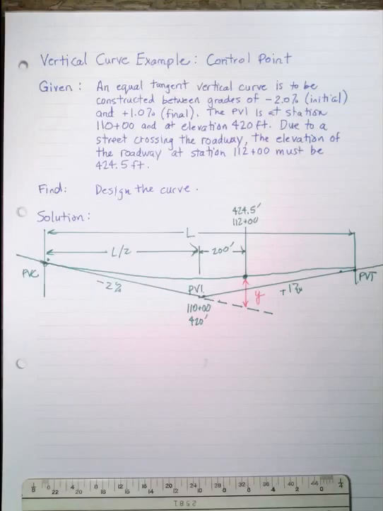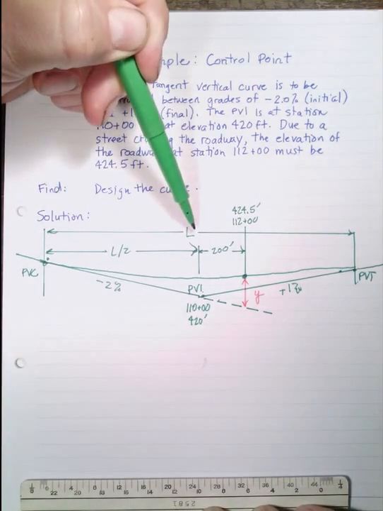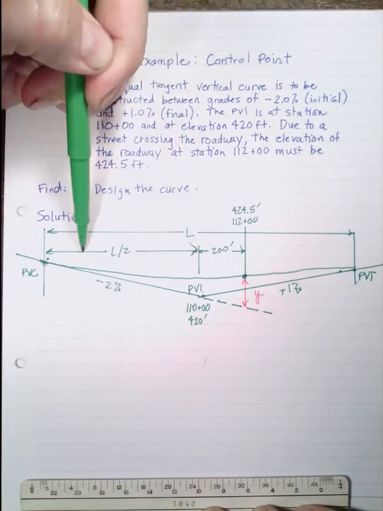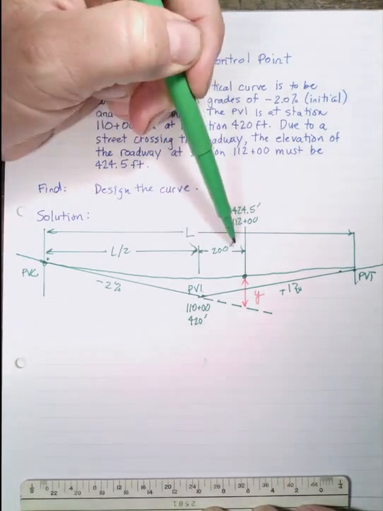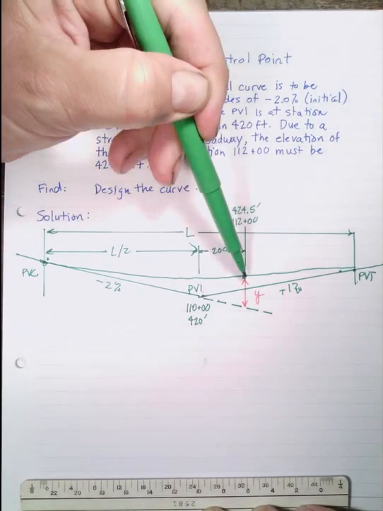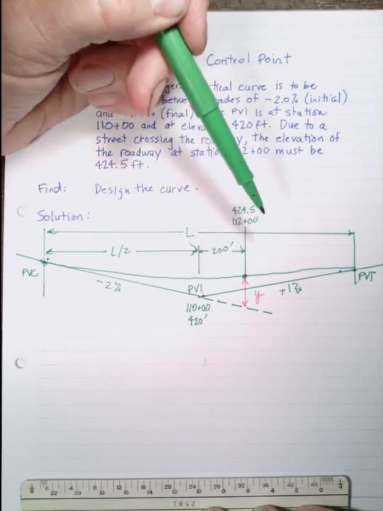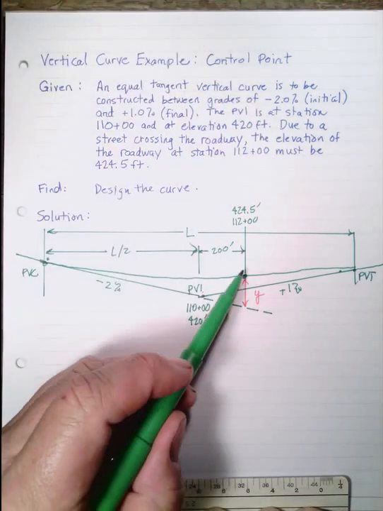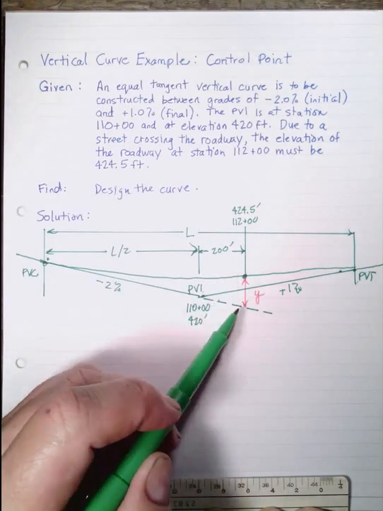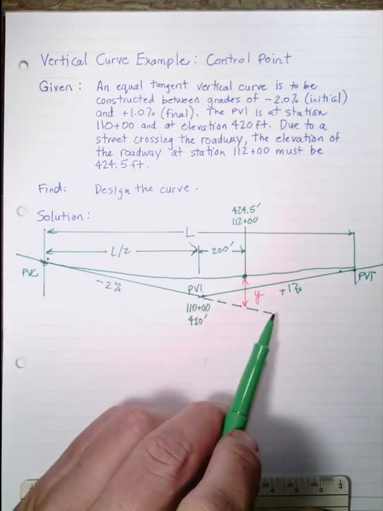Okay, now we've drawn the picture, and as you can see, I've illustrated here the unknown total length of the curve. We're going to use the fact that this is L over 2, so I've labeled that. We also know the distance from the PVI to the road crossing at station 112 is 200 feet, so I've labeled that just to make it a little bit easier. And we're going to use this offset distance y by extending this 2% tangent forward.